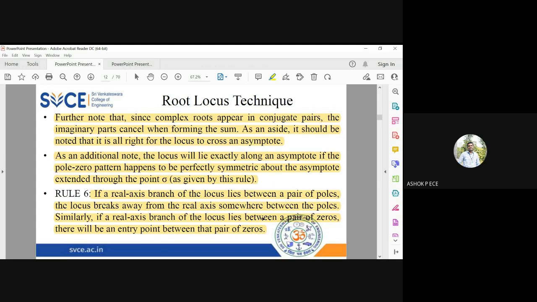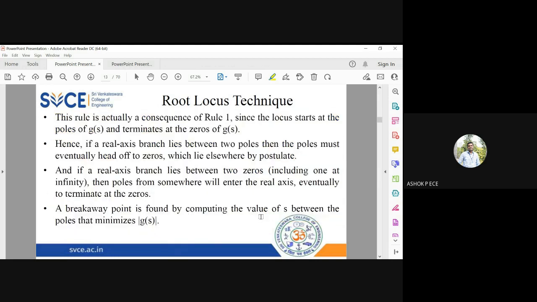Root locus always starts at poles and ends at zeros, right? So whenever you have a branch between the poles, it will go out from that branch. Whenever you have a branch between zeros, it will come and merge with the zeros. That is what is given in rule number 6. So if a real axis lies between two poles, then the poles might eventually head off to zero. That is what we said.